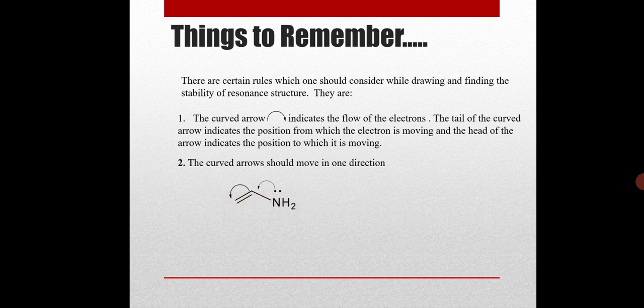But many a time you represent it like this, where both the curved arrows are moving in opposite directions, one this way and the other one the other way. This is not the correct way of representation. Electrons should flow in one direction.